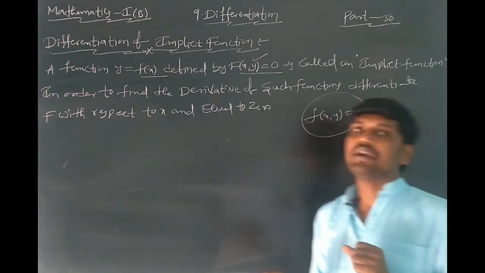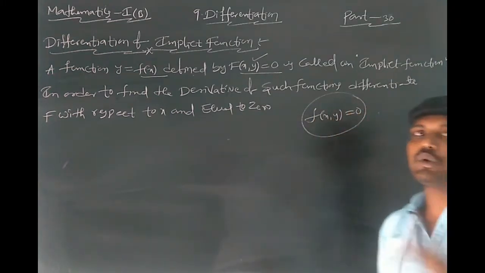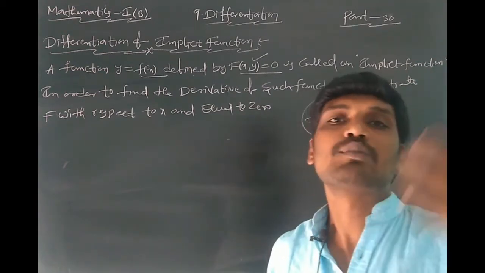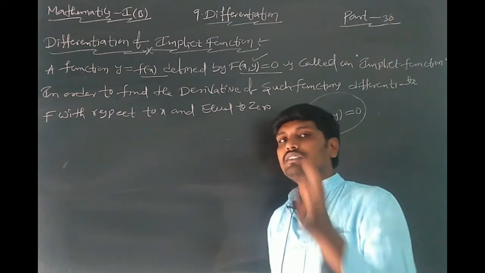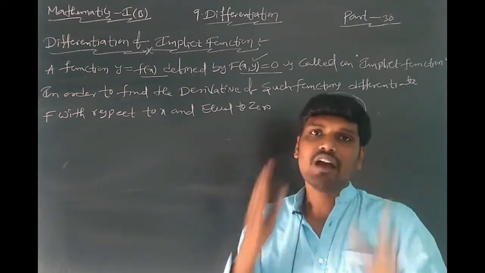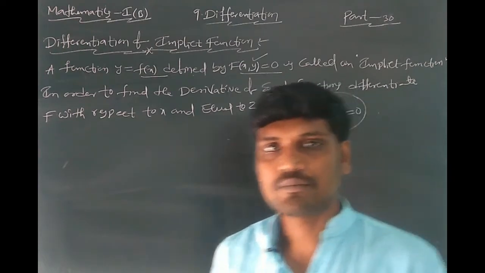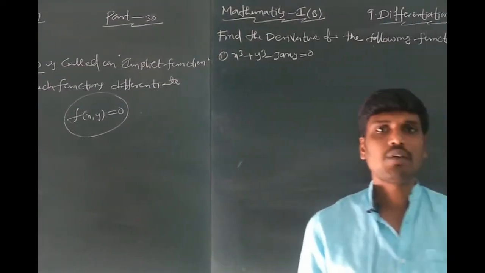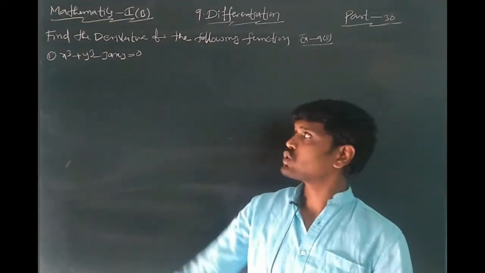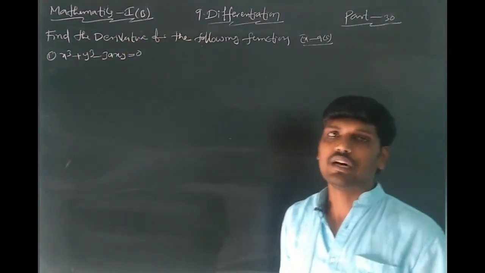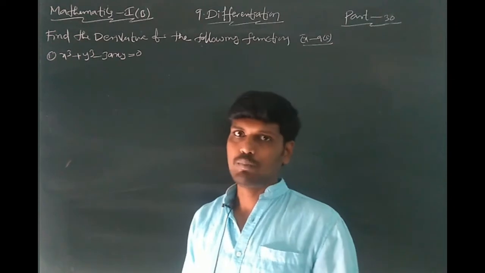In this implicit function, you differentiate with respect to x, and y is also considered in terms of x. After that, once again differentiate y. This is the way you can do differentiation of an implicit function. Next, problems on this implicit function. First one, find the derivative of the following function, or find dy by dx.